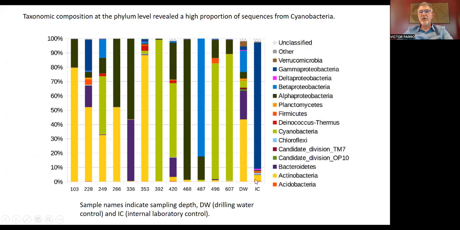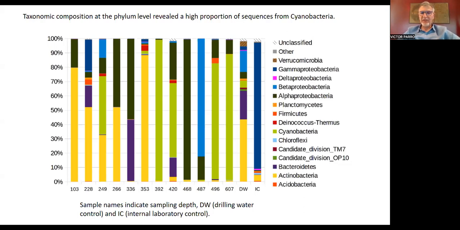What brought our attention was the special concentration of this green bar that corresponds to Cyanobacteria sequences. So at the beginning we thought, okay, what Cyanobacteria? What the hell are Cyanobacteria doing here at that depth, 300-meter depth, or nearly 500, or near 400?